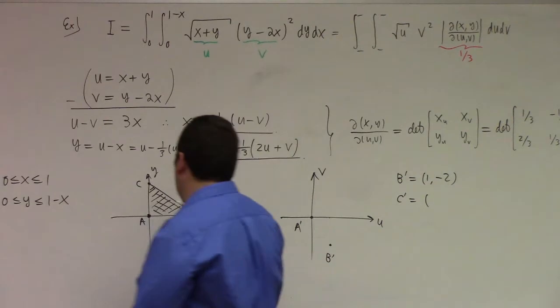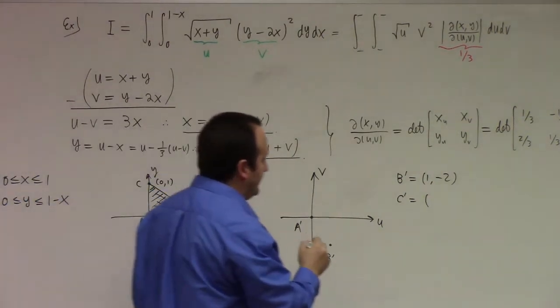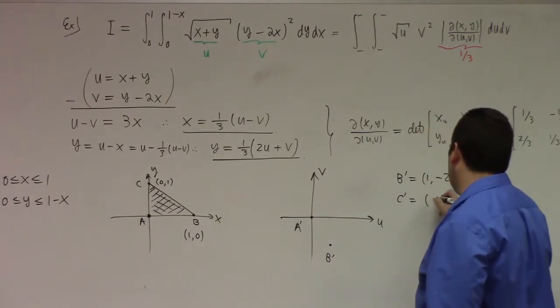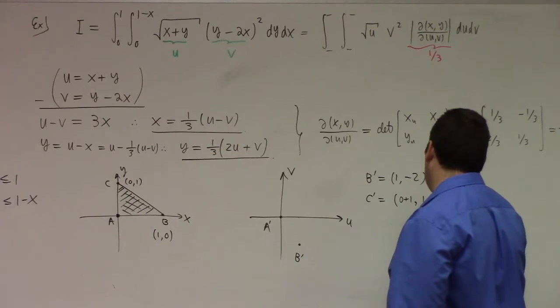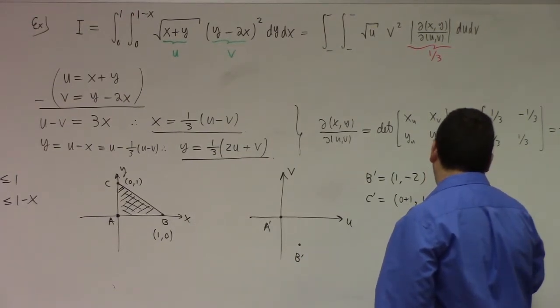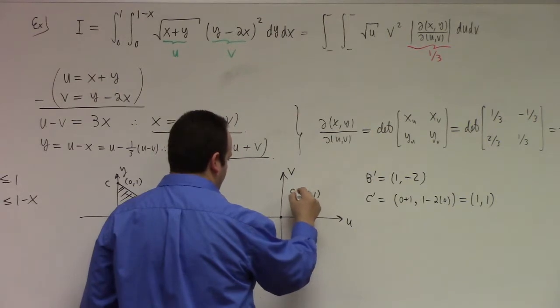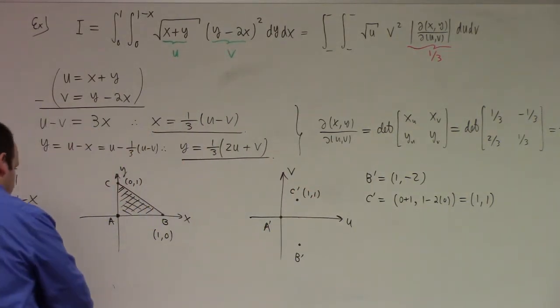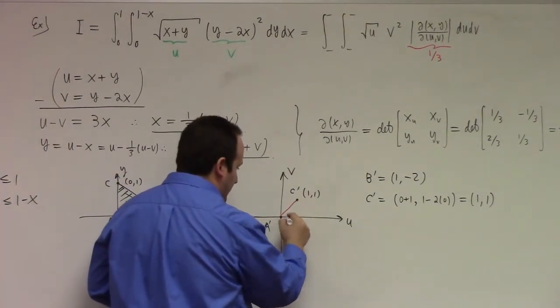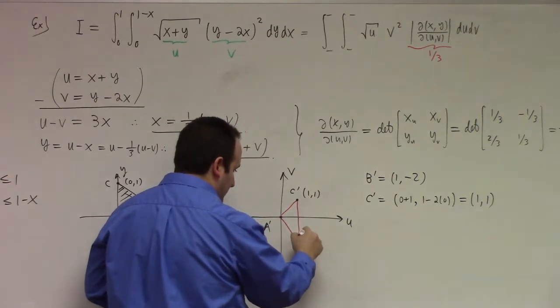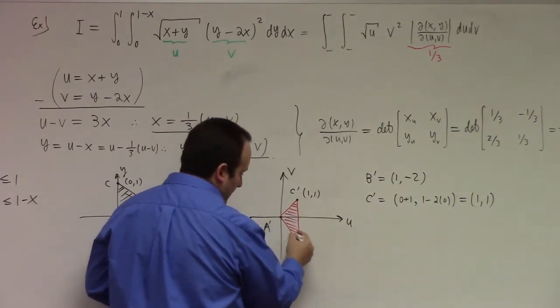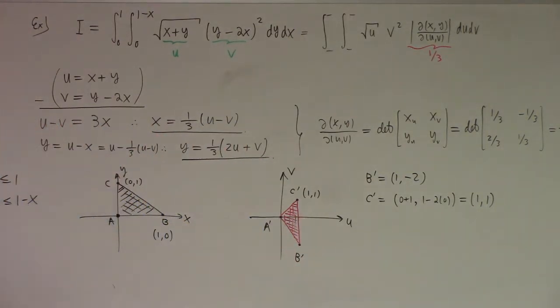How about C prime? What is C? C is the point (0, 1), right? So I put y equal to 1, so I get 0 plus 1, comma, 1 minus 2 times 0, which is (1, 1), right? So it looks like C prime is here. And then the points in the interior map to the interior. You can prove this. We'll just use it though, okay? So that's the transformed region. So the change of variables needs to do the integration over the red triangle. How do I express those bounds in the uv coordinate system? I'll do the easy one.